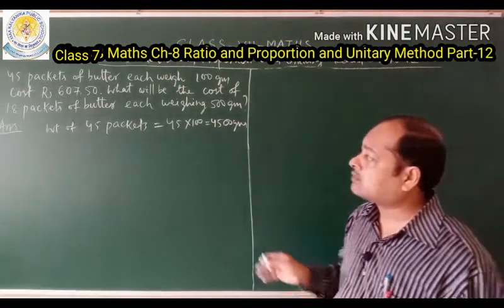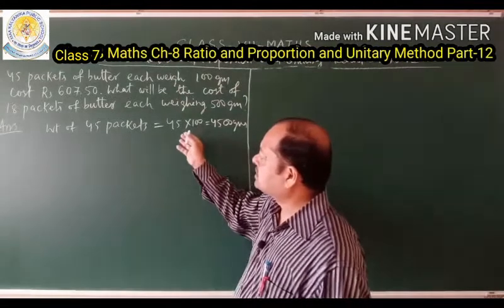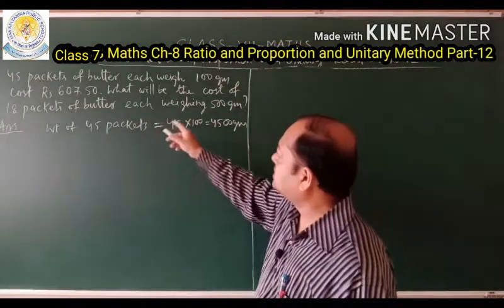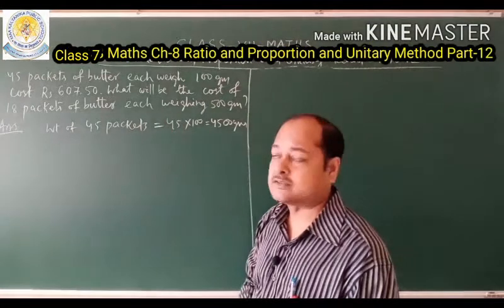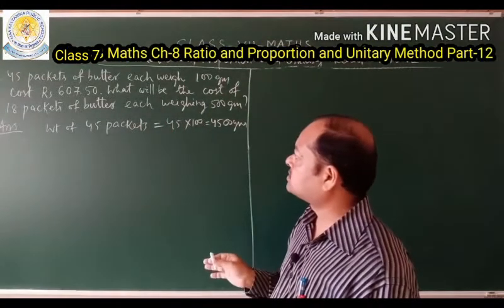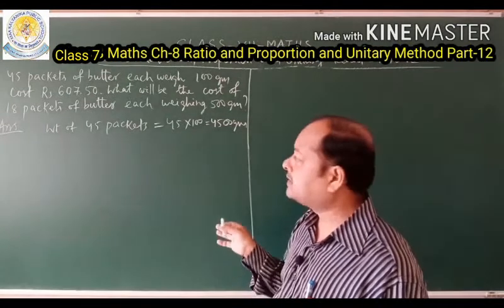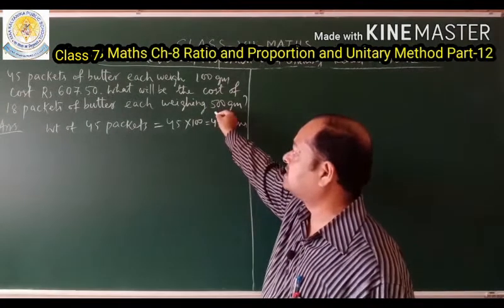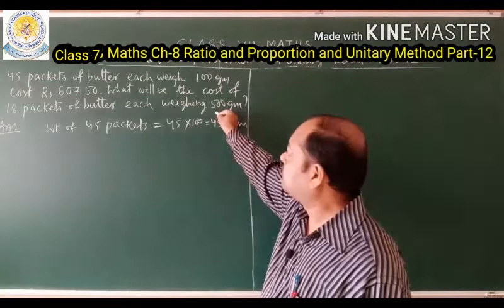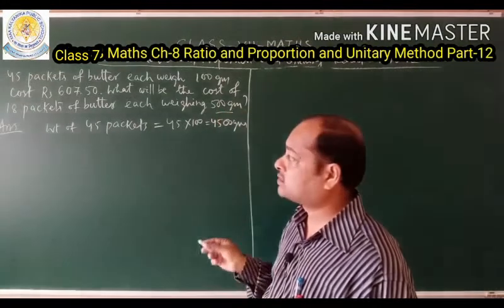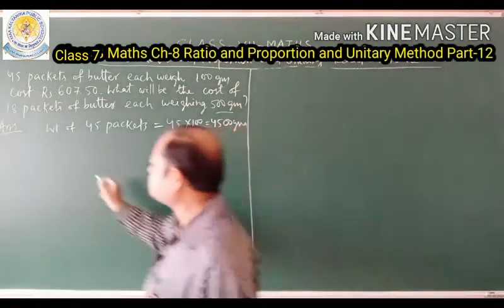Okay. Now next part of the question is given cost of this much is 607 rupees 50 paise. What will be the cost of 18 packets of butter? Then find out what is the weight of 18 packets of butter each, because it is giving one packet is 500 gram. So what is the total weight of 18 packets?